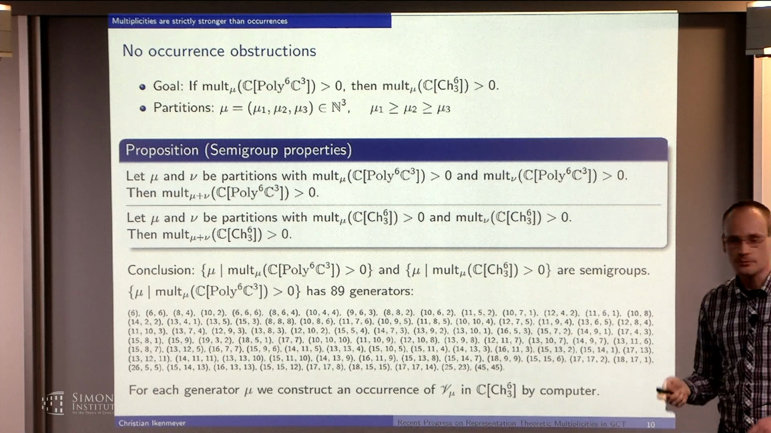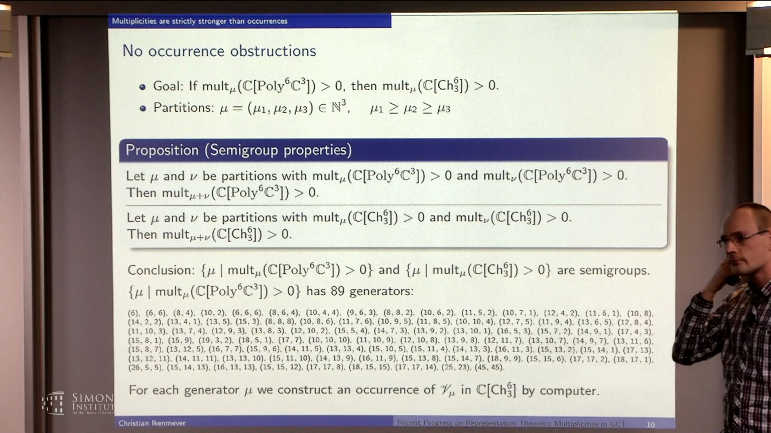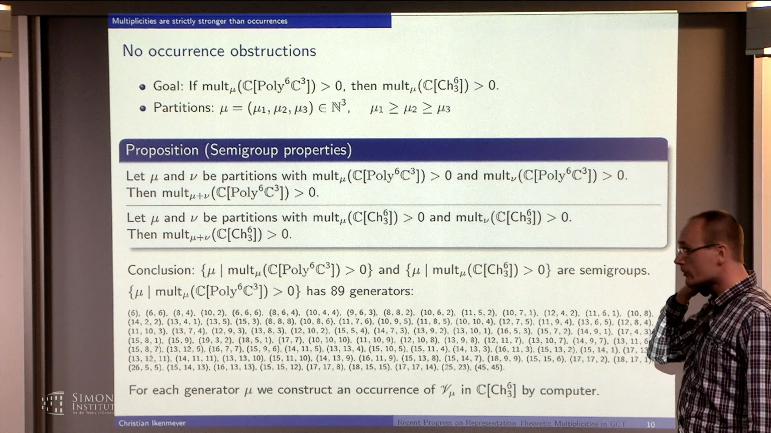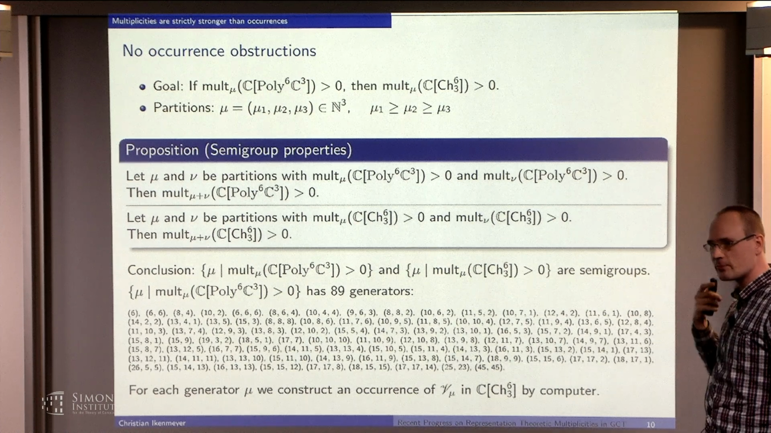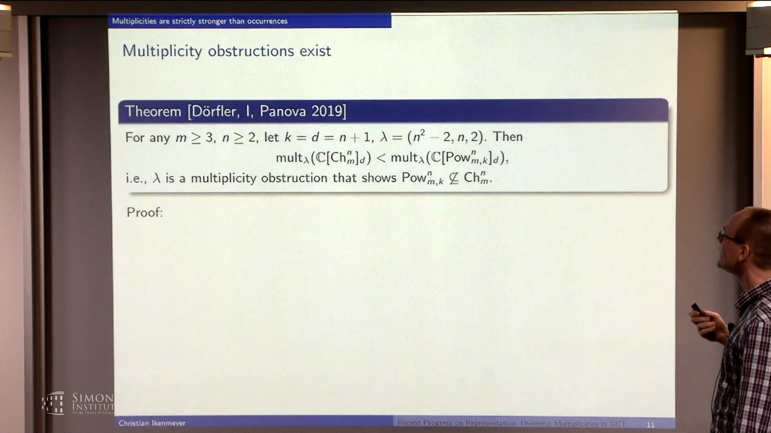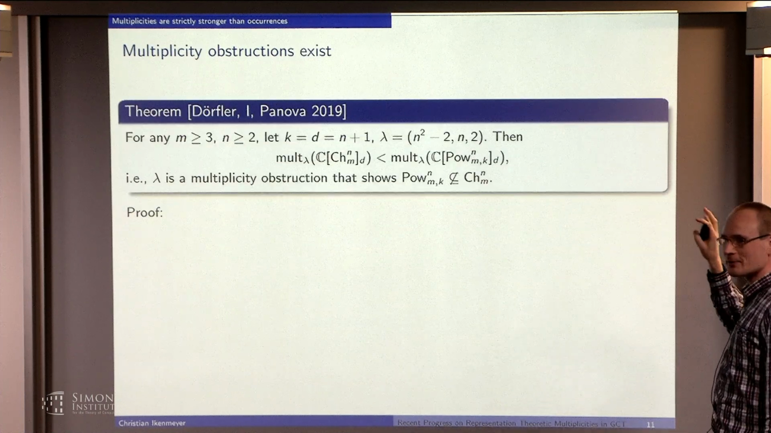You cannot have any occurrence obstructions. Programming sometimes helps for theory. Yes, certainly. If you have conjectures, you should back them up, right? And here, multiplicity, yes?